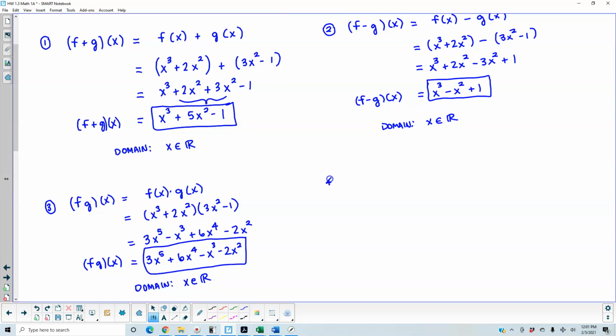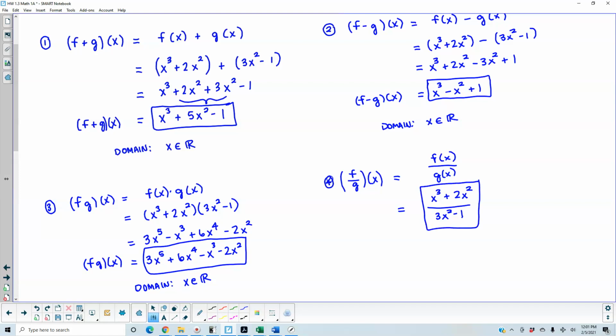So for number 4, we have f divided by g of x, and that definition states that we take f of x and divide it by g of x. So that's equal to x cubed plus 2x squared divided by 3x squared minus 1. And so there's nothing for us to simplify here.